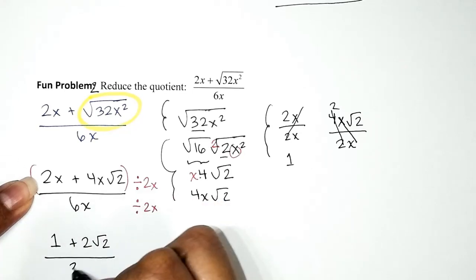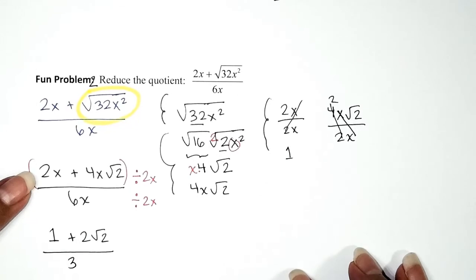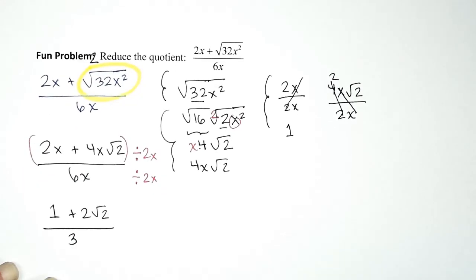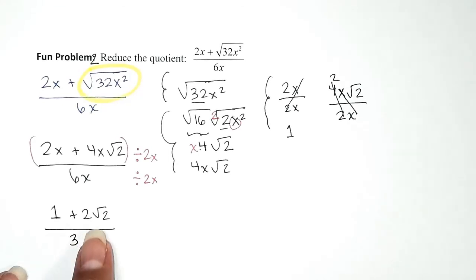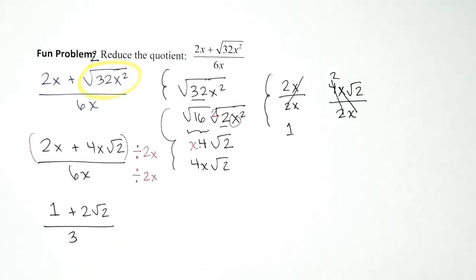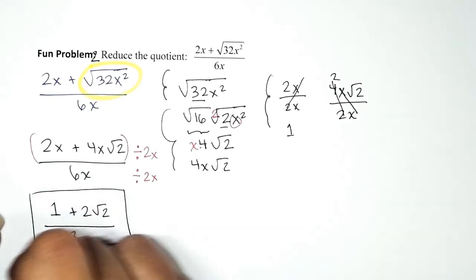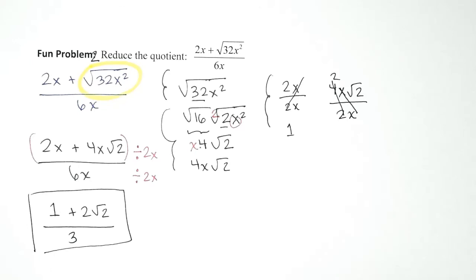I think that's 3, and if not, go ahead, do a thinking area and confirm that it gives us 3. We have reduced it. Did we reduce it all the way? Yes, because 1, 2 square root of 2, and 3 don't have any factors in common other than 1. Okay guys, so that's my time, and we did it, so we're good. Thanks.